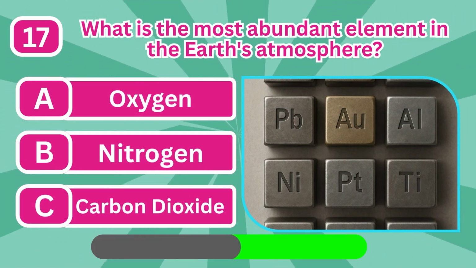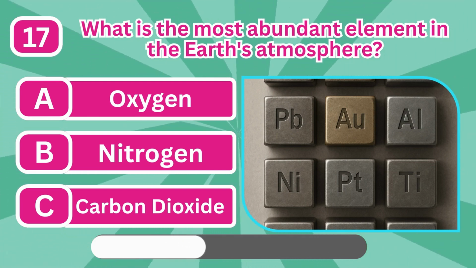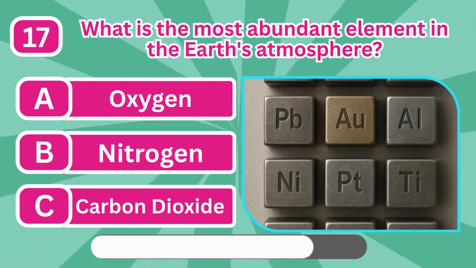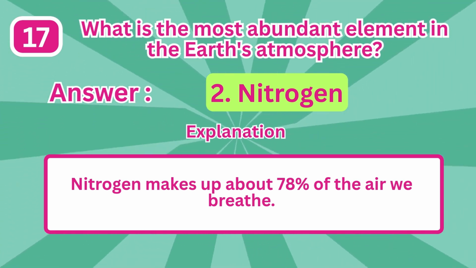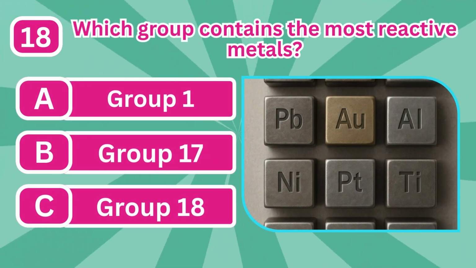What is the most abundant element in the Earth's atmosphere? Two. Nitrogen. Nitrogen makes up about 78% of the air we breathe.